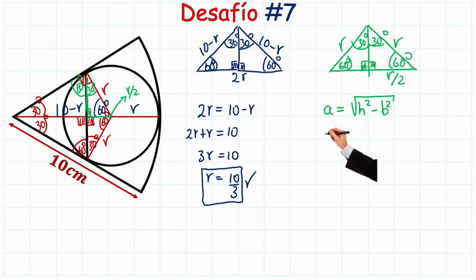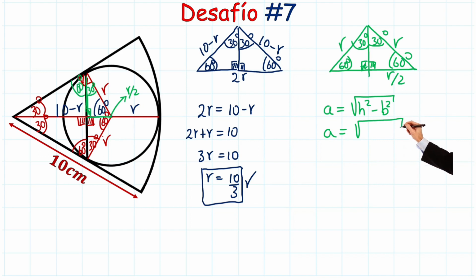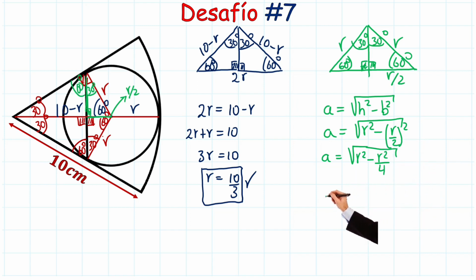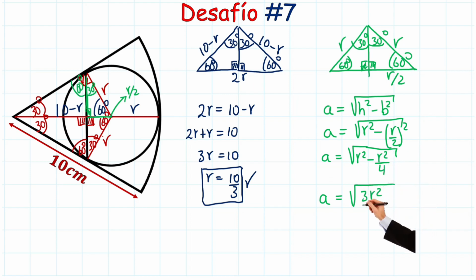So A will be equal to the square root of the squared hypotenuse, where the hypotenuse is R. So it leaves me R squared minus side B, which is this part here that we already found to be R over 2. So we are left with R times all this squared. We have that equals the square root of R squared minus R squared over 4. Very good. Now let's subtract these, this fraction and this whole number. 4 times R squared gives us 4R squared minus R squared is 3R squared over 4.